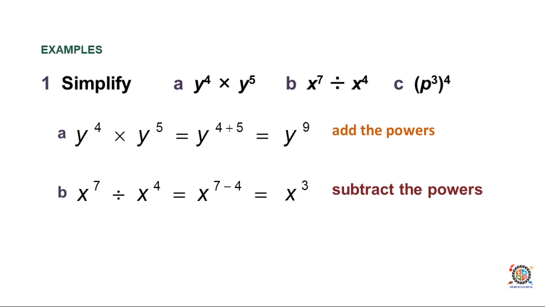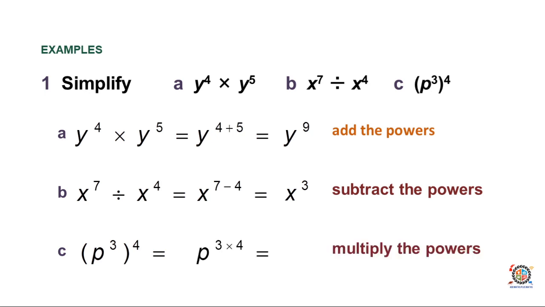Okay? Letter C: p to the power of 3, all to the power of 4. Meaning I can multiply the indices. 3 times 4 will lead you to 12. p to the power of 12.